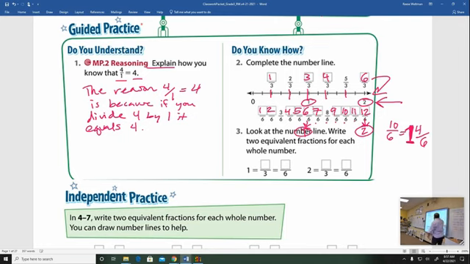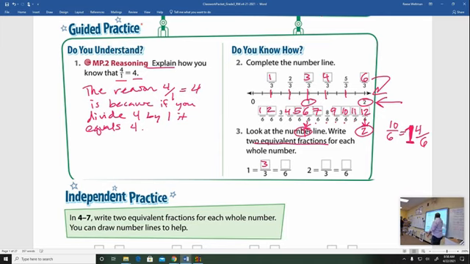All right. So, look at this one. Look at the number line. Write 2 equivalent fractions for each whole number. Okay, 1 equals how many thirds? How many thirds? Andrew? 3. That's right, 3 thirds. And then 3 thirds equals how many sixths? Everybody? 2. Wait. Wait. You sure about that? 6. You say it one more time? 6 sixths? Is this what I'm hearing?